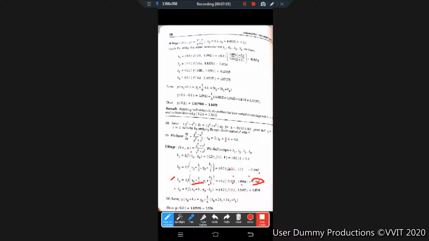Now coming to K4. K4 formula is very simple. So x naught plus h and y naught plus K3. So x naught is 0, 0 plus h. How much is h? 0.2. That's how you get 0.2 here. And y naught plus K3. What is y naught? Y naught is 1 and K3 is 0.1967. So substitute here. And when you put these two values again in this function, that is y square minus x square divided by y square plus x square, simplify, you get this value, 0.1891.